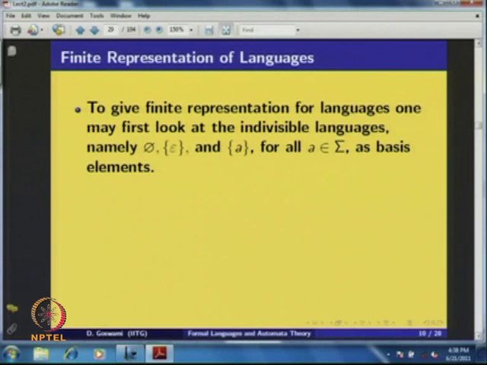Now, to give finite representation for languages, one may first look at the indivisible languages, namely phi, singleton epsilon and a, because we cannot divide those languages further. These are the basis elements. The singleton a for every a belonging to sigma. These are all basis elements.